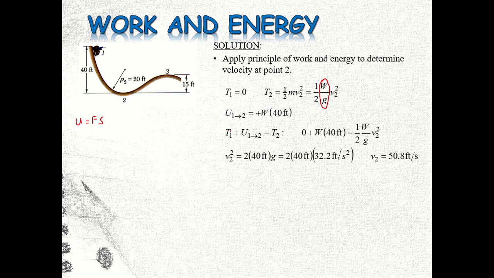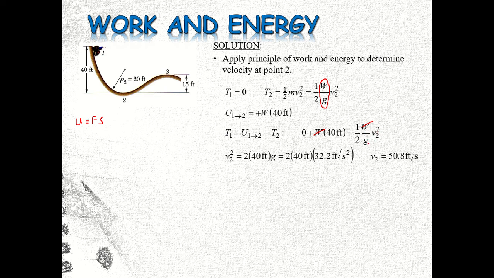Then from the principle of work and energy, the sum of the kinetic energy and the work is equal to the kinetic energy at this point. Since T1 is equal to 0, because the velocity at this point is equal to 0, the remaining expression is the work done from 1 to 2 equal to T2, so 0 plus the work. Because we have W on the left side and W on the right side, we divide both sides by W. What is left is 40 equal to 1 half times V squared over g.